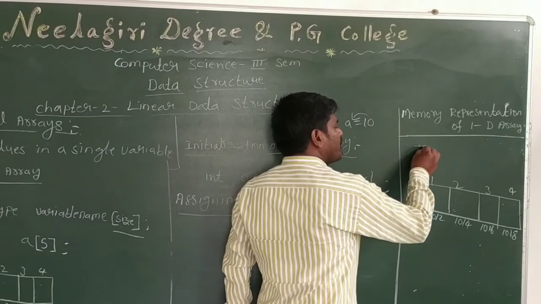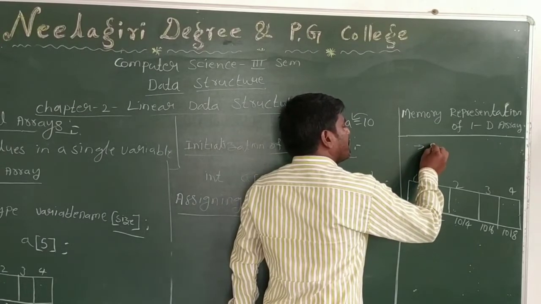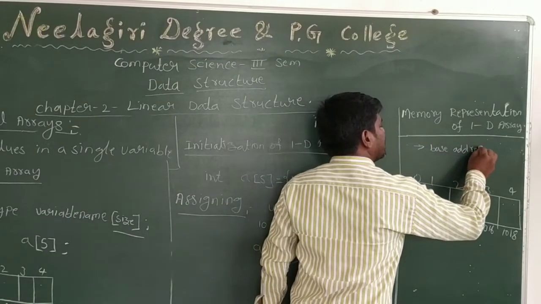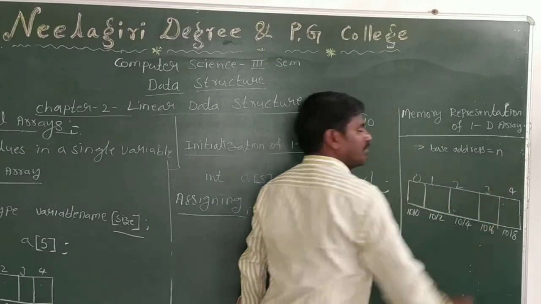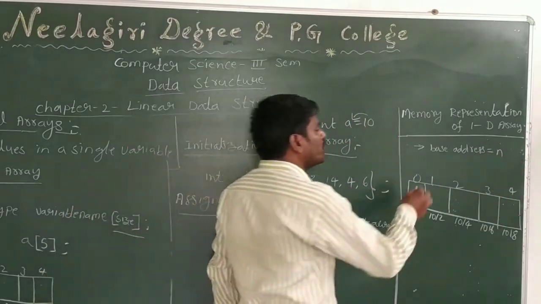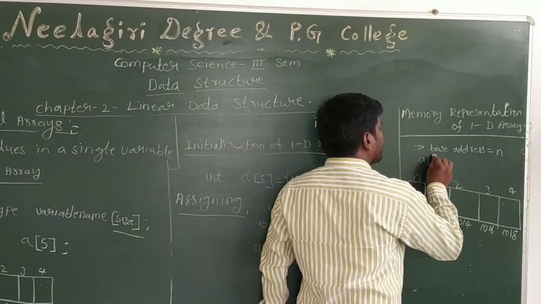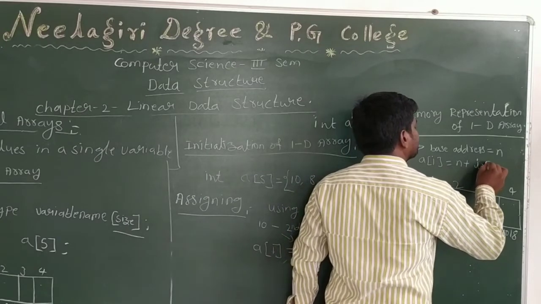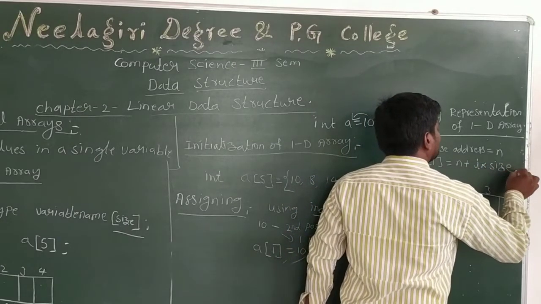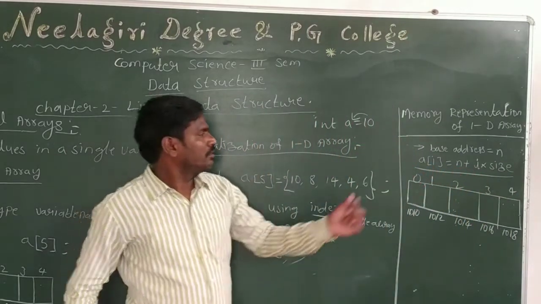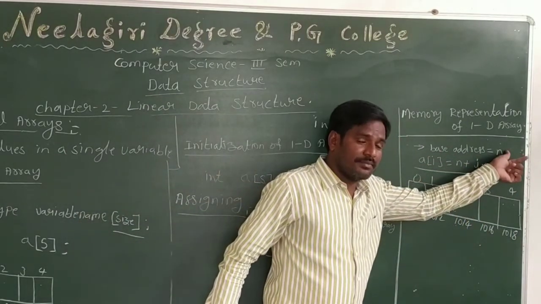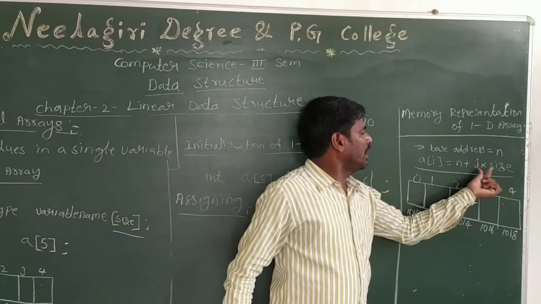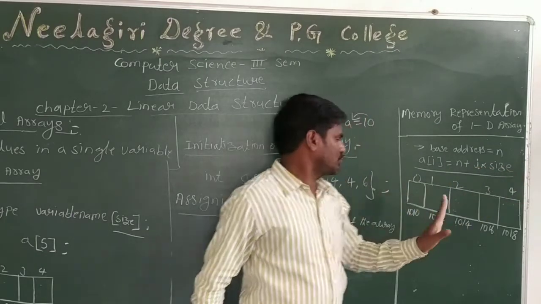Continuous memory allocation means, for example, if the base address is n, automatically the address of A of I is equal to n plus I into size. This is a continuous memory location. If the base address is n, A of I is equal to n plus I into size.